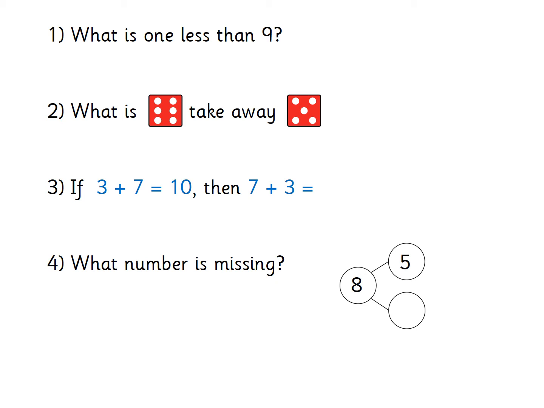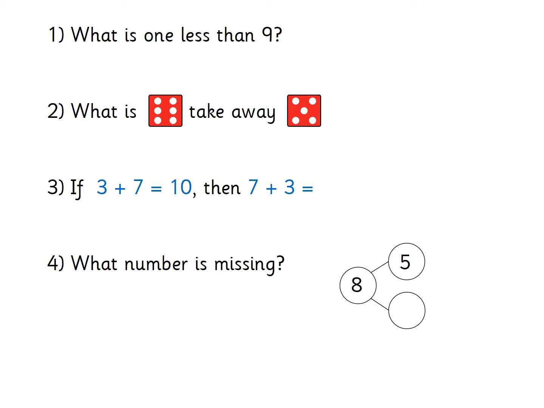Right, let's move on to number 3. If 3 add 7 equals 10, then 7 add 3 equals, have a look at the numbers, all the numbers are the same. So 3 and 7, they're our parts, they equal 10. What is 7 add 3? And the answer is 10. Well done, the parts are just a different way around, but it makes no difference to that answer.